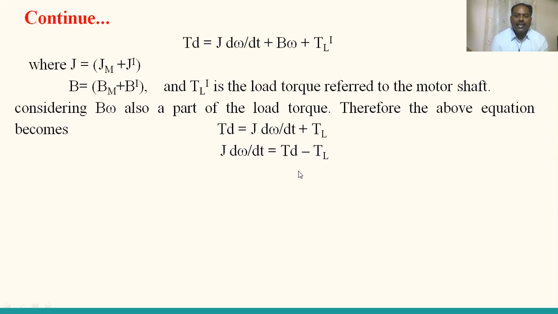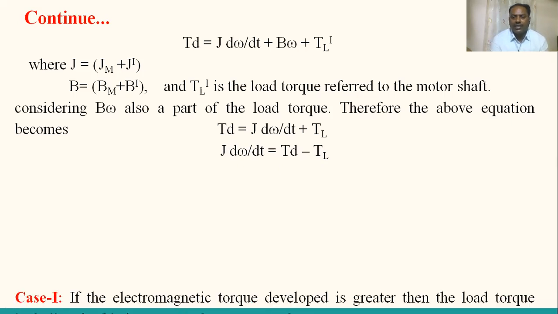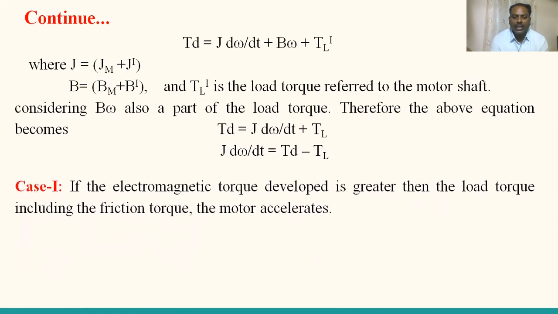Let us see the different cases: when the motor accelerates, when the motor maintains constant speed, and when the motor decelerates. Acceleration means the speed increases, deceleration means the speed decreases, and constant speed means it stays the same. These are the cases. Let us take case 1.